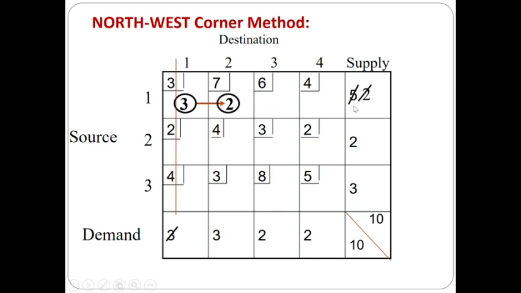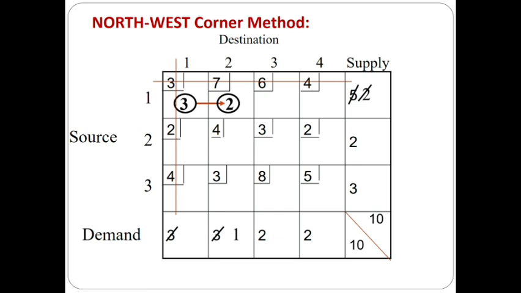And the remaining unit is 0 here, and here it will be 1 unit remaining. So we can just cross out the entire row like this. Then this is the remaining matrix. We have to look for the northwest corner cell in the remaining matrix. This is the northwest corner cell in the remaining matrix.